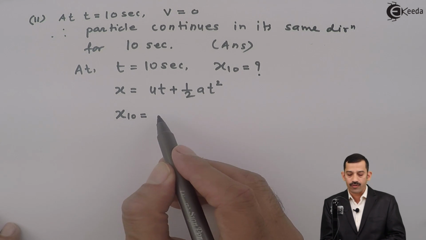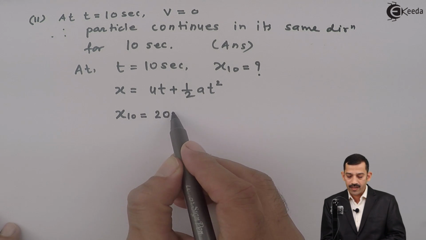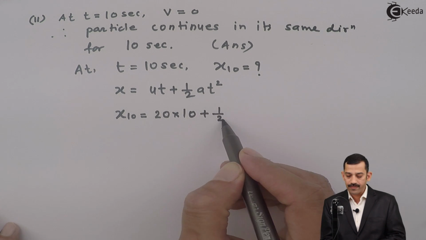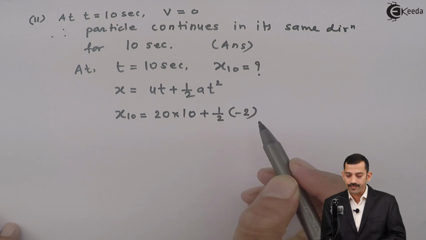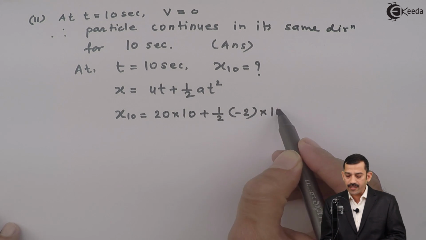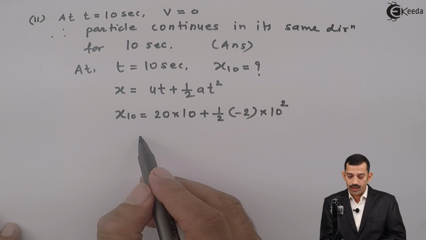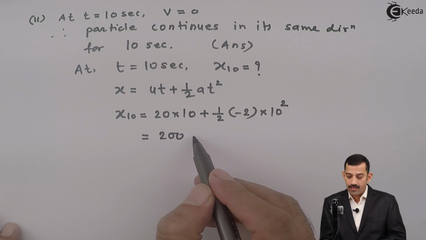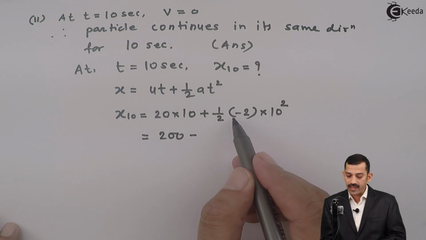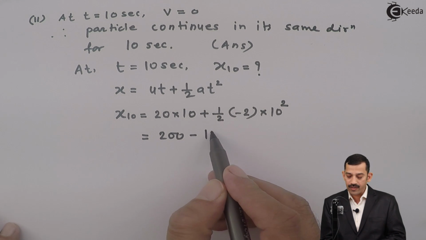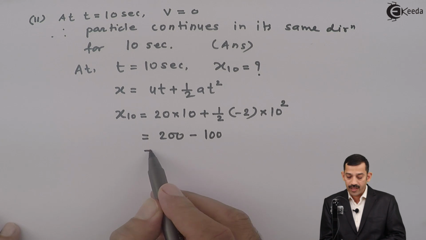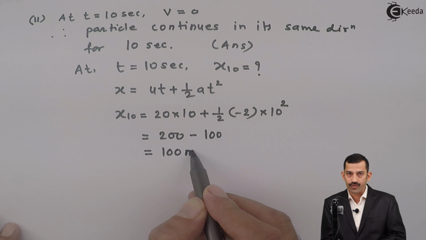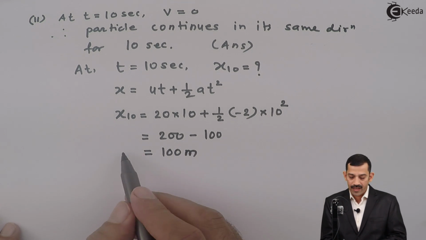U is given as 20. Time is 10 seconds, plus half, a is minus 2, time is 10, its square. This comes out to be 200 minus, the 2 gets cancelled. What will we get? 10 square means 100. That means the final position at 10 seconds comes out to be 100 meters, x10.